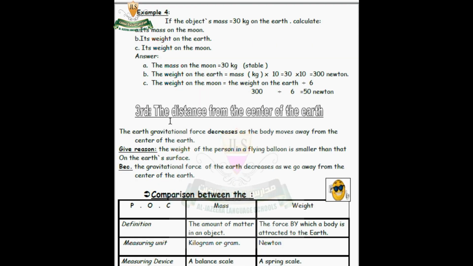The last one is the distance from the center of the Earth. The Earth's gravitational force decreases as the body moves away from the center of the Earth. So the nearer an object is to the center of the Earth, the greater its weight. Give reason: the weight of a person in a flying balloon or a parachute is smaller than that on the Earth's surface. Why? Because the gravitational force of the Earth decreases as we go away from the center of the Earth. Thanks.